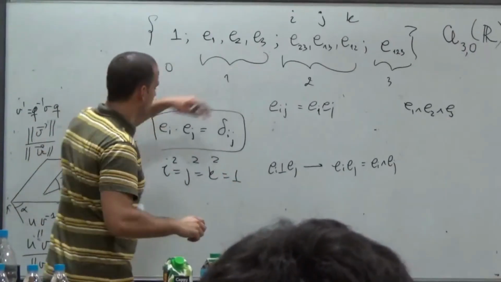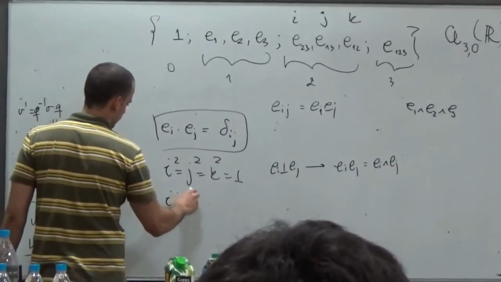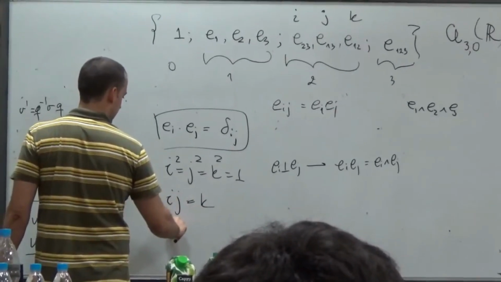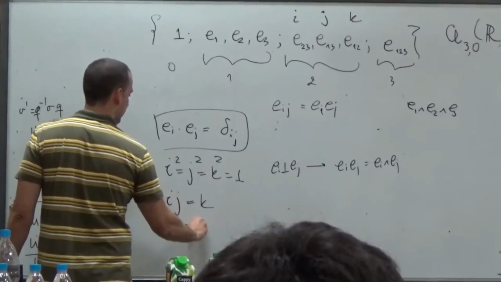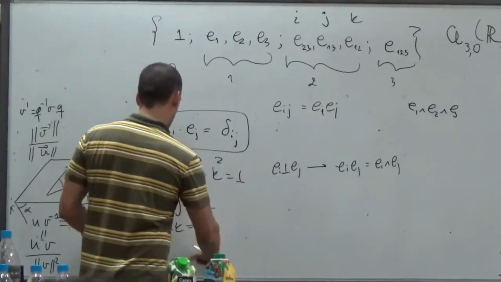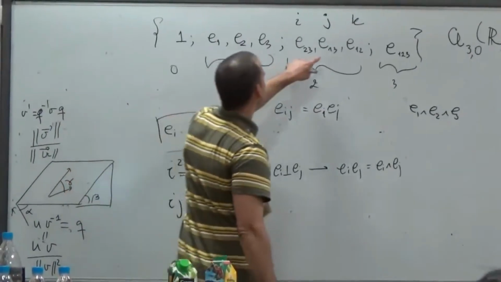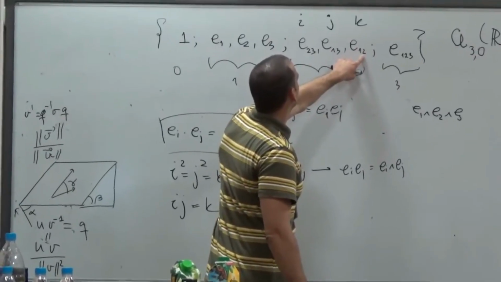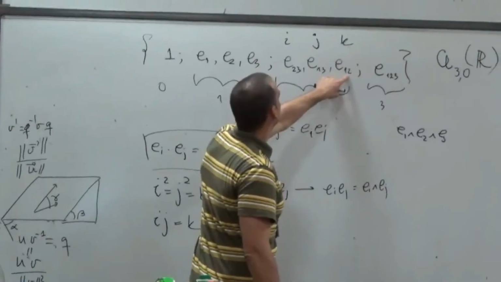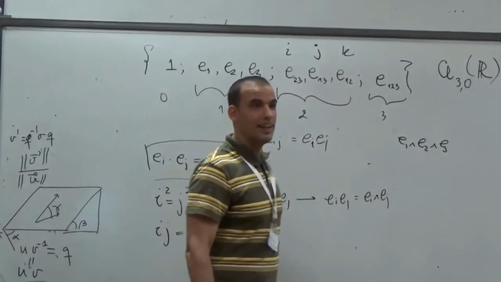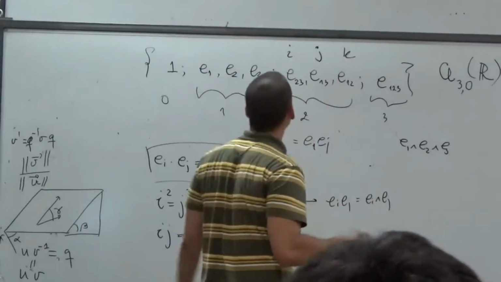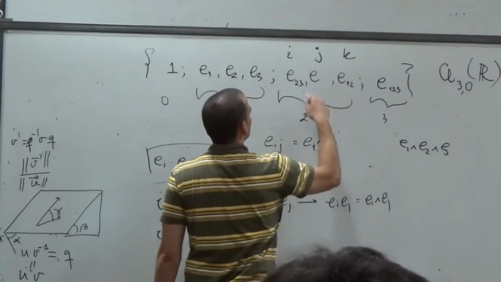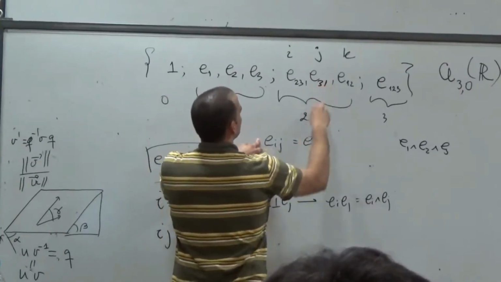And of course, they have this beautiful multiplication table. I, J, equal K. Wait, the way I've written those, there's going to be one minus. There's going to be one minus. Because of the notation they use, the convention is that we order the indices.